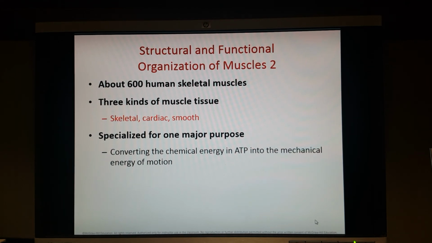So there's about 600 muscles in the human skeleton. Of those muscles, there's 3 kinds of muscle tissues. You have skeletal muscle, cardiac muscle, and smooth muscle. Their job is to convert the chemical energy that's released from breaking that third phosphate group off of an ATP molecule, and turning it into the mechanical energy of motion.